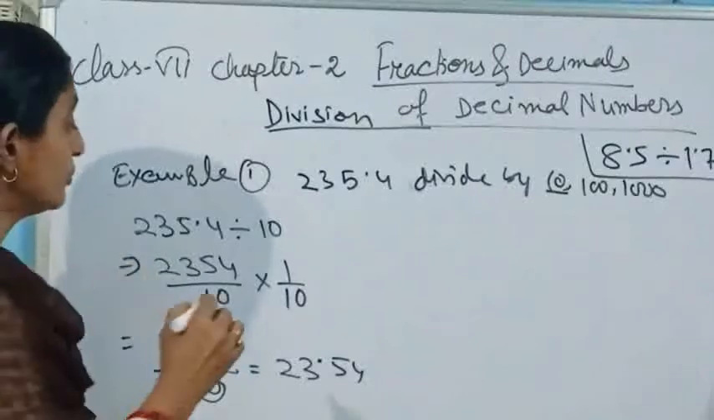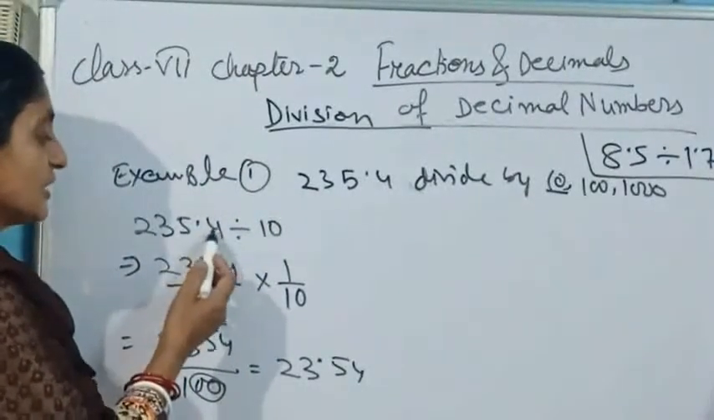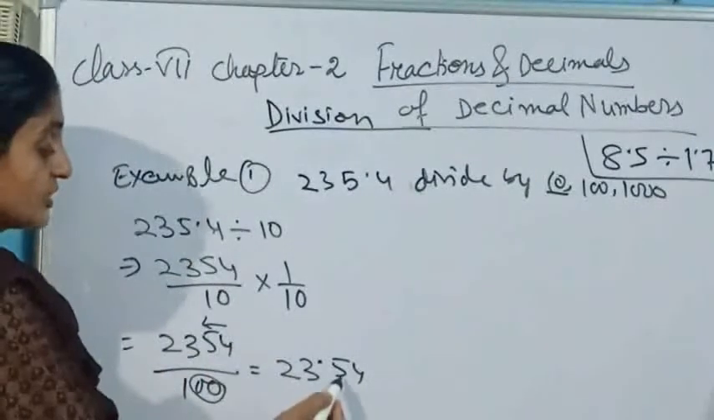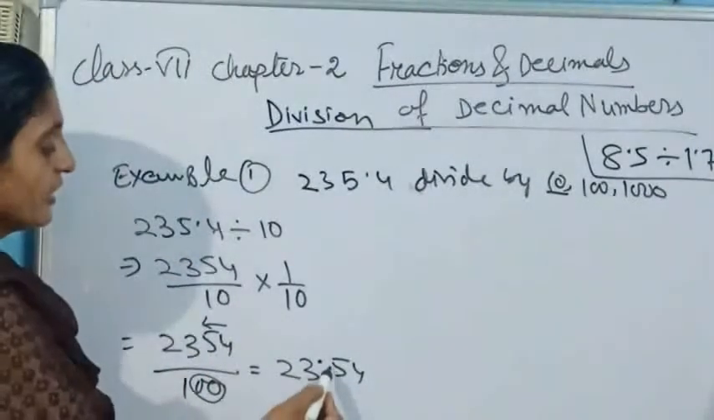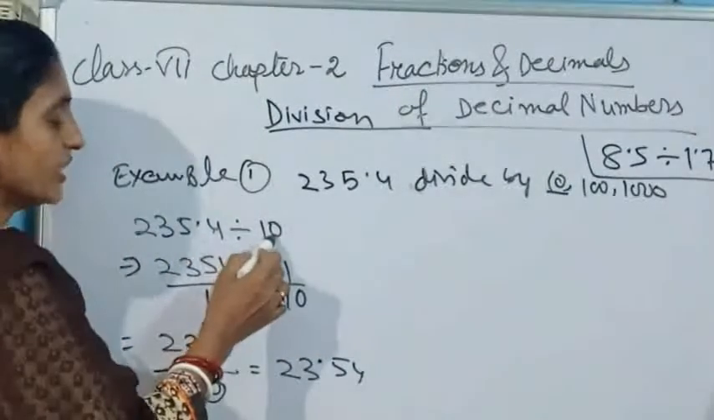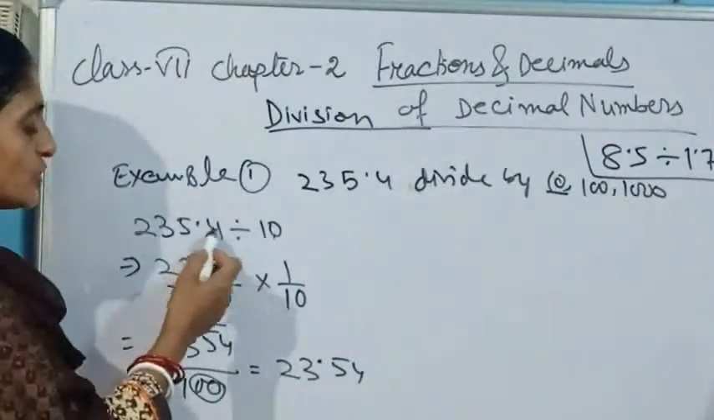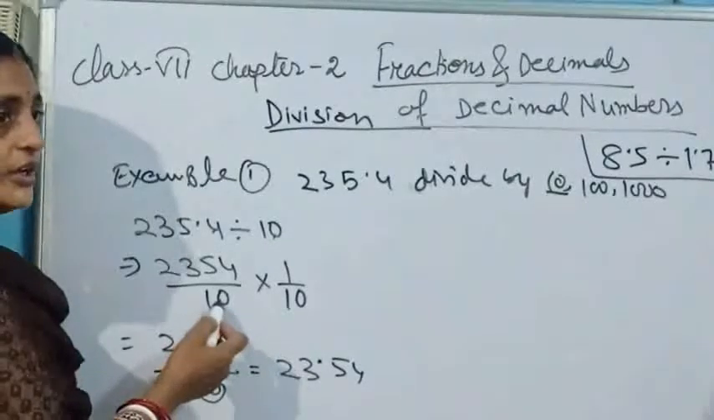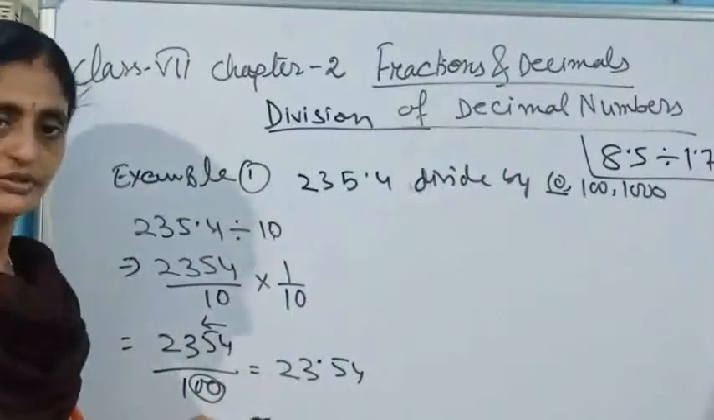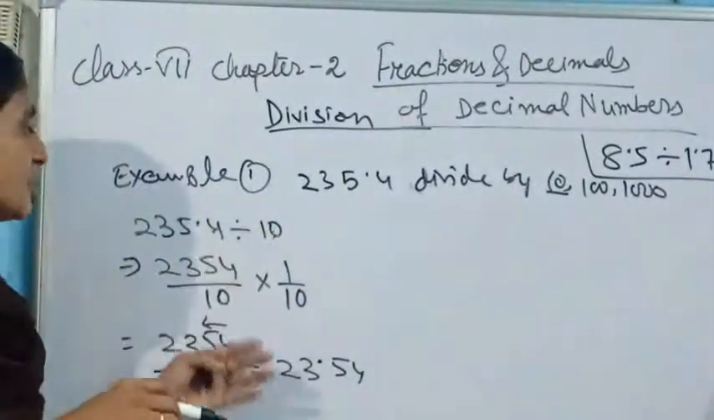So what happened with this actual number? Here you can see one decimal place has been added. Earlier it had only one decimal place, but in this answer the decimal places have become two, because here we divided this by another 10. Earlier there was only one 10, that means one decimal place. Now it has become two decimal places. Yes, so when we divide any number by 10, the decimal places will increase.